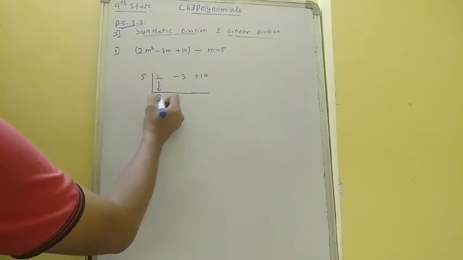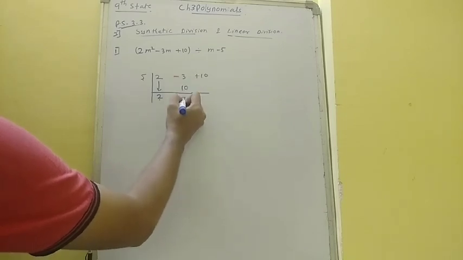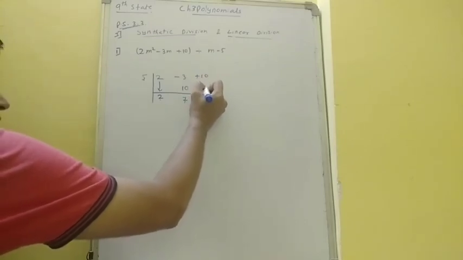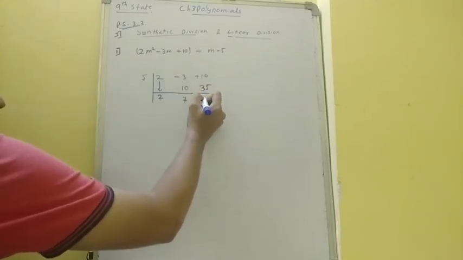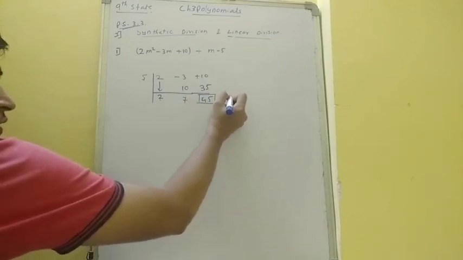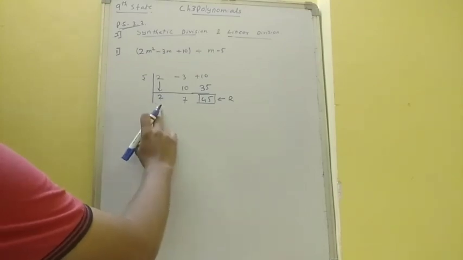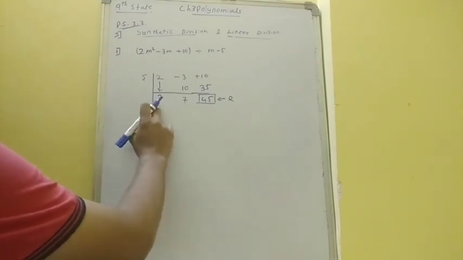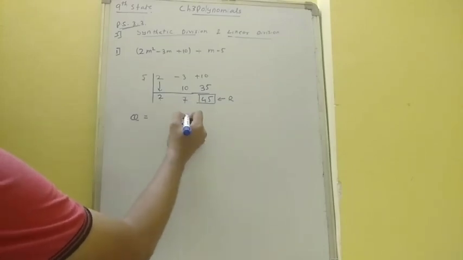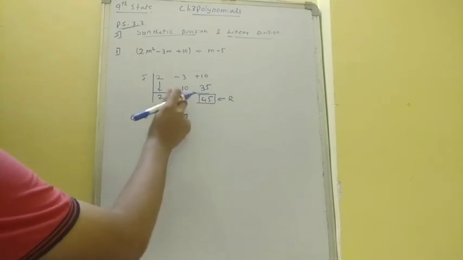5 2s are 10. So 10 minus 3 is 7. 5 sevens are 35 and 10 plus 35 is 45. And this last number will be your remainder. Okay, so this is the quotient in the coefficient form. So we will write it in the standard form. The quotient will be 7 plus, this is the last constant part.